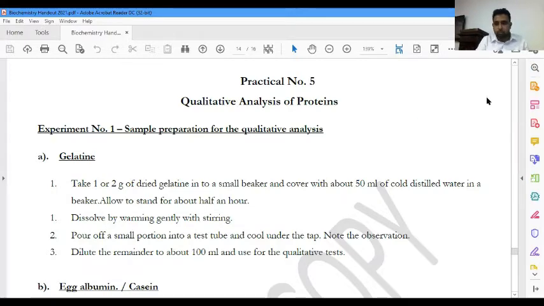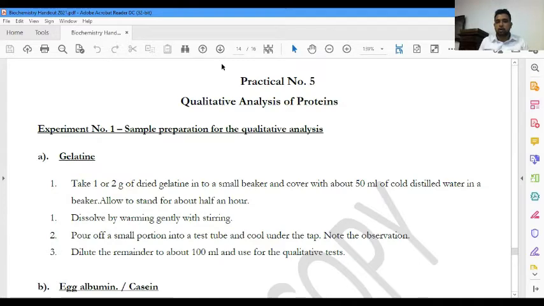Carbon, hydrogen, oxygen, nitrogen, and sometimes sulfur. Yes, sulfur. Good. Then is it a macromolecule or a micromolecule? What do you say about that? Macromolecule. Yes. It's a macromolecule consisting of amino acids. And what is the bond between amino acids in proteins? Peptide. Good.